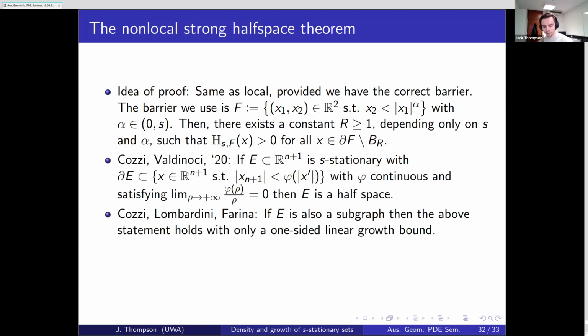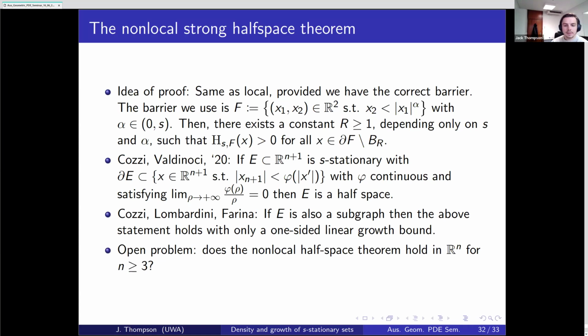So a few final comments: some similar results are known. It's known from a paper of Cozzi and Baldinocci in 2020 that if E is s-stationary in any dimension, and the boundary of E is controlled in a certain way, then E is a half space. And when I say controlled in a certain way, essentially, I mean it grows sublinearly. So it's bounded by some function, and the function decays quicker than a linear function does.